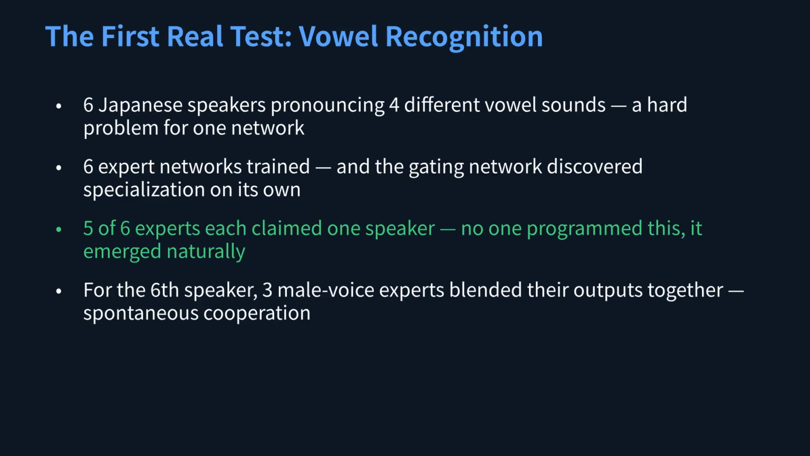The very first real-world test of this architecture was a vowel recognition task. The team gathered audio recordings from 6 Japanese speakers, 2 women and 4 men, each pronouncing 4 different vowel sounds. Because every person's voice is physically different, a single network struggled to generalize across all speakers. But when they trained a system with 6 expert networks, something remarkable happened. The gating network, entirely on its own, figured out that each expert should specialize in a different speaker. 5 of the 6 experts each took ownership of one speaker's voice. And for the one remaining speaker who was harder to categorize, the system blended the outputs of 3 different male voice experts together. No one programmed this behavior. The system discovered it by itself.